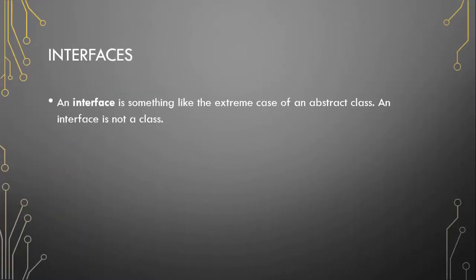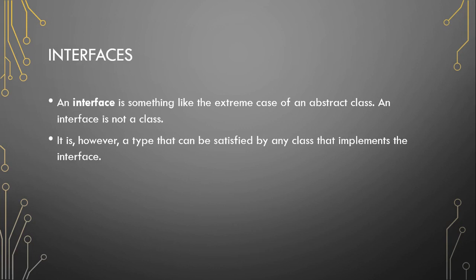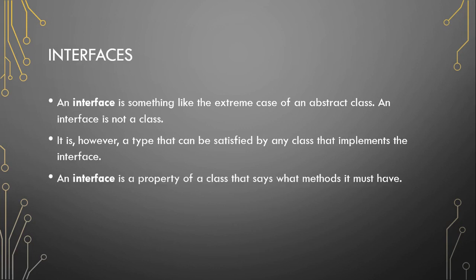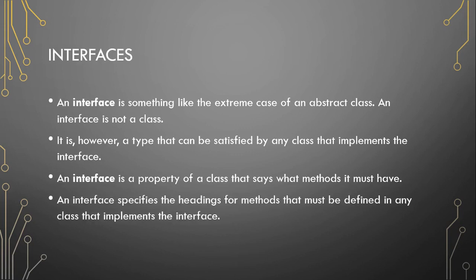So an interface is something like the extreme case of an abstract class. But as we noted, an interface is not a class. It is, however, a type that can be satisfied by any class that implements the interface. An interface is therefore a property of a class which says what methods it must have. An interface specifies the headings for the methods that must be defined in any class that implements the interface.